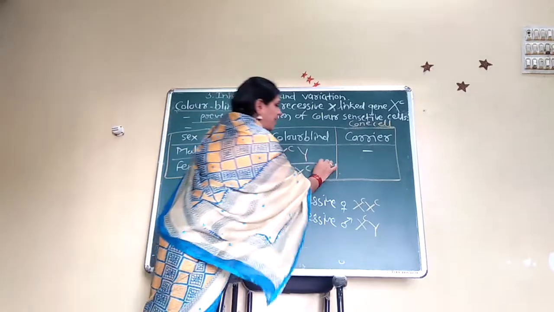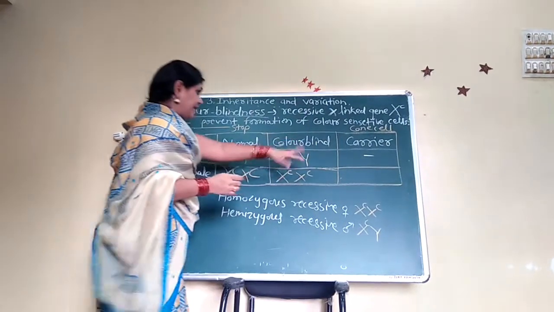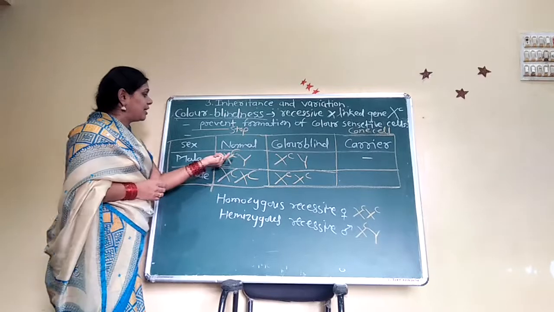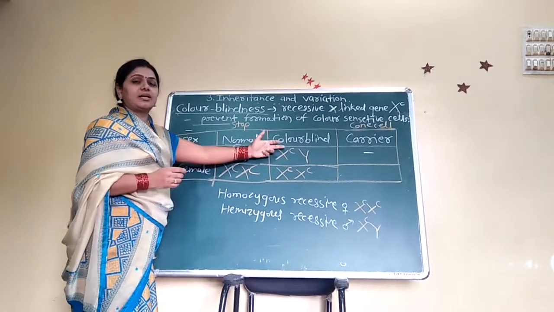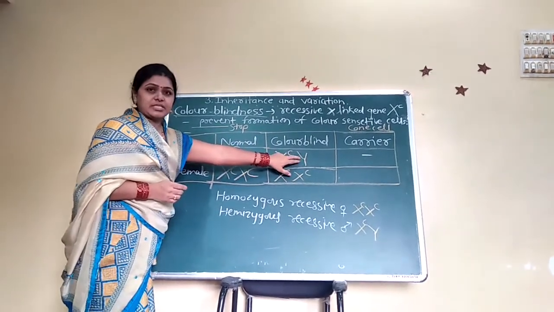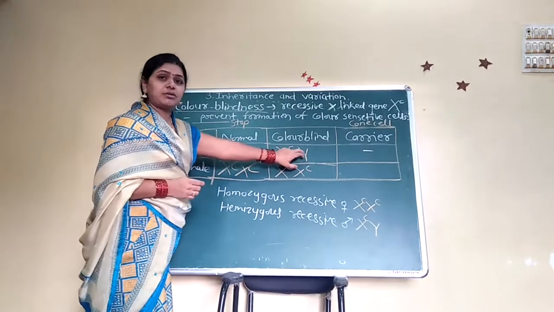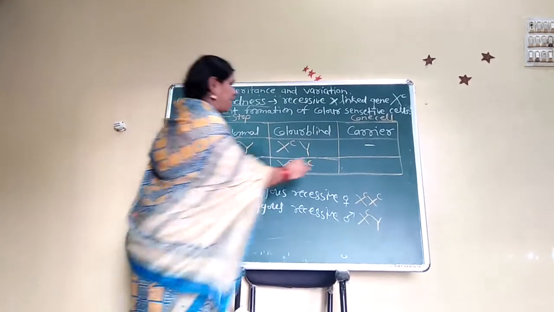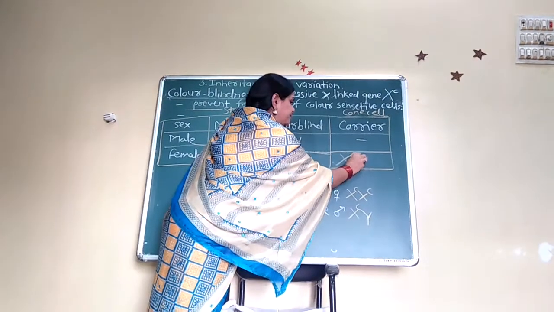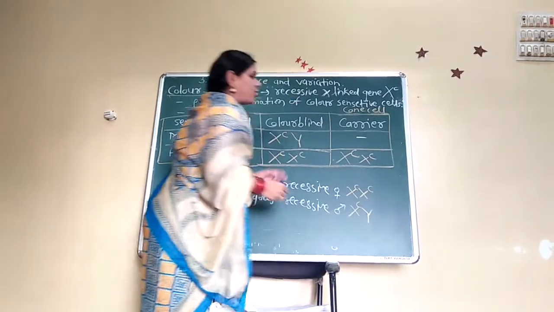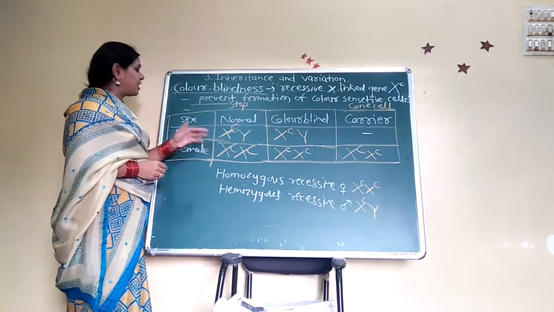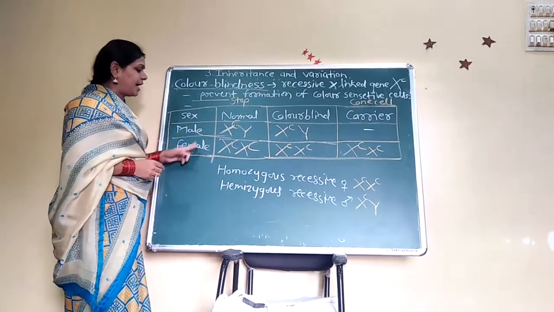Then the carrier is not present in the male; there are only normal and color blind males. There is no carrier because there is no corresponding gene on the Y chromosome. The female carrier has one capital C and another small c, which is the carrier. This is the genotype of the color blind male and female.